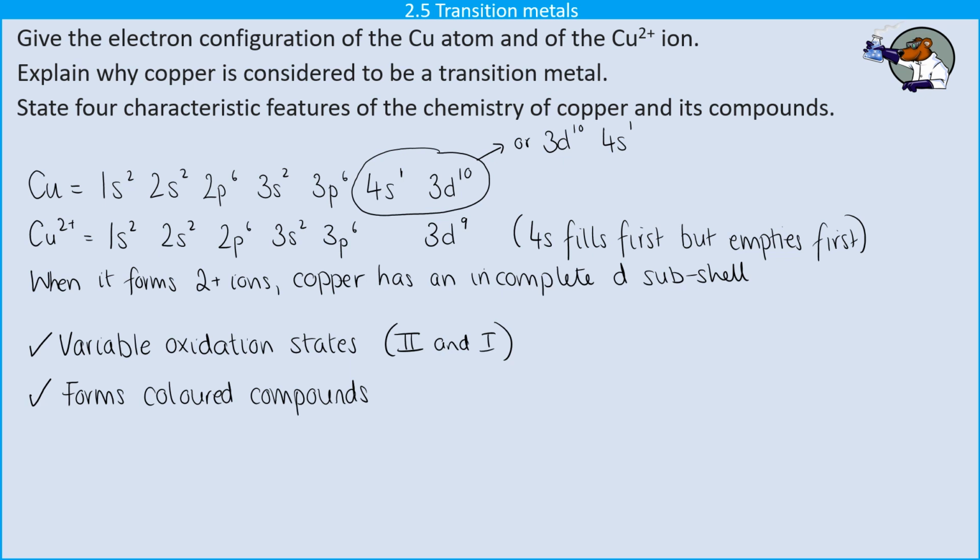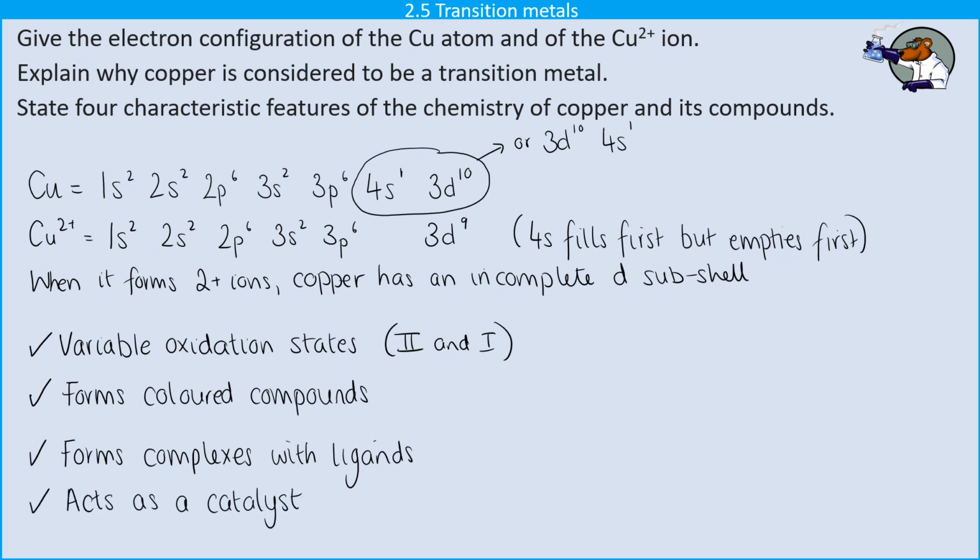But actually, it's not just the copper sulfate that has that blue colour, it's hydrated copper sulfate, because of course transition metals also form complexes or complex ions with ligands. So when you think about that blue colour for copper sulfate, you're really thinking about the hexaaqua ion, which has those 6 water molecules associated with it as ligands. And then finally, because of those changes in oxidation states, transition metals are often very good catalysts.